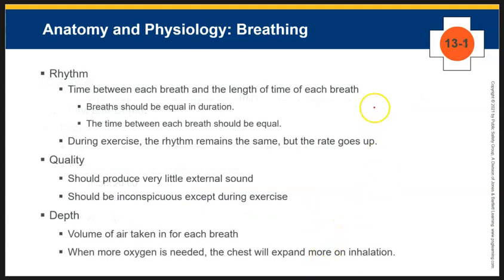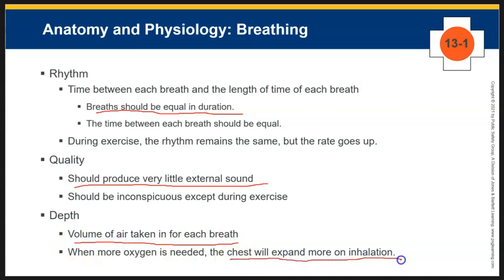When we consider rhythm, we should be looking for breaths of equal duration in terms of time. And when we look for quality, we should produce very little external sound. If we have an obstruction, we may hear wheezing, for example. And then finally, depth, the amount of air taken in for each breath. And we may look additionally at how the chest expands, and if we incorporate accessory muscles beyond the diaphragm, this may be an indication of labored breathing.